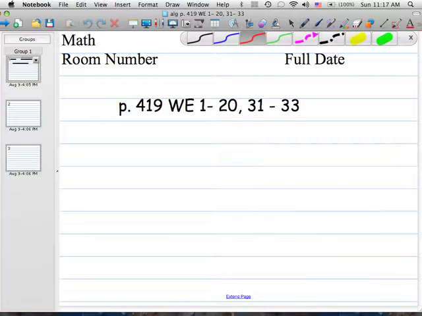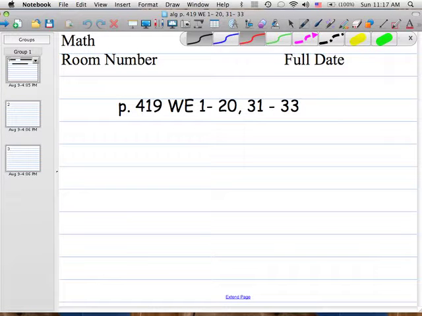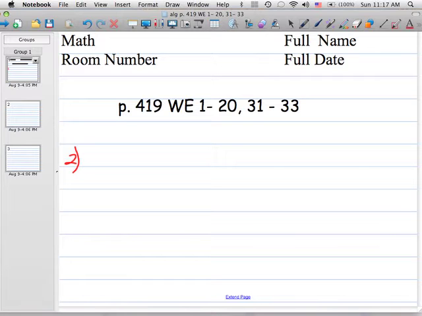So problem number 2. Paper's headed, skip a line, title, folded in half. Number 2, we're solving these all by substitution.